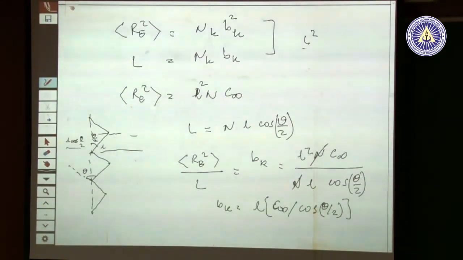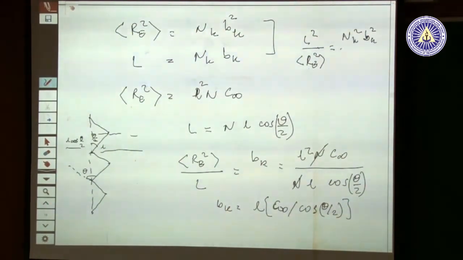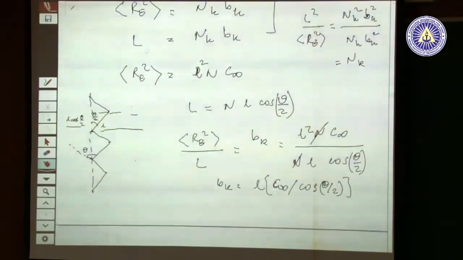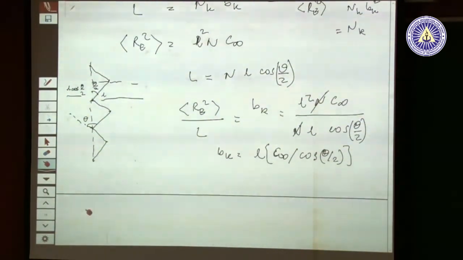L squared over Re squared, what is that? This would be Nk squared Bk squared divided by Nk Bk squared, and that would be Nk, right. So then I can find Nk from L squared over Re squared.